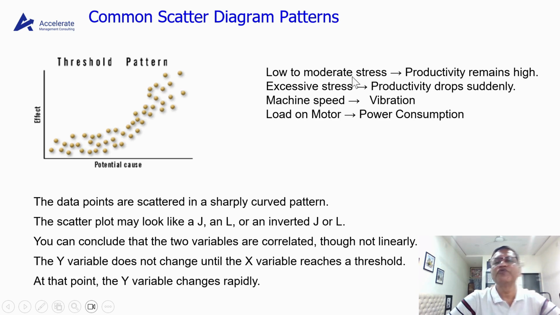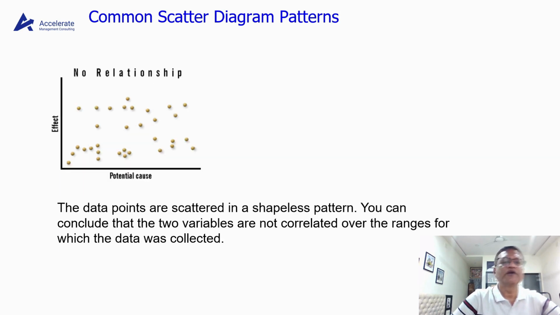Some examples of this: with low to moderate stress, the productivity remains high. With excessive stress, the productivity drops suddenly. Similarly, machine speed: until it reaches the threshold limit, the vibration would be low. But as soon as it reaches the threshold limit, the vibration would increase. Similarly, load on motor: if it is up to 85%, then the power consumption will be low. But as soon as it increases beyond 85%, the power consumption goes up. So those kinds of relationships are explained by this type of pattern.